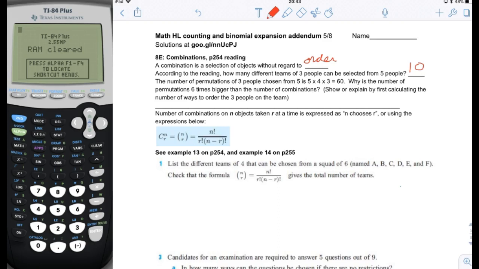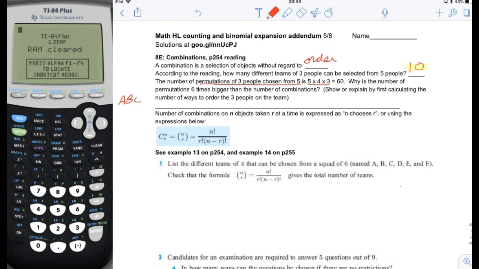Remember that if you were going to calculate the number of permutations of 3 people chosen from a group of 5, you would do 5 times 4 times 3, which is 60. And look how the number of combinations of 3 people drawn from 5 people is 10. So why is the number of permutations 6 times bigger than the number of combinations? The reason is, let's say you have person A, person B, and person C chosen out of a group of 5 people. How many different ways are there of ordering the 3 people A, B, C?